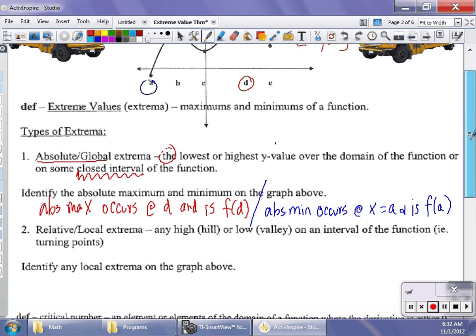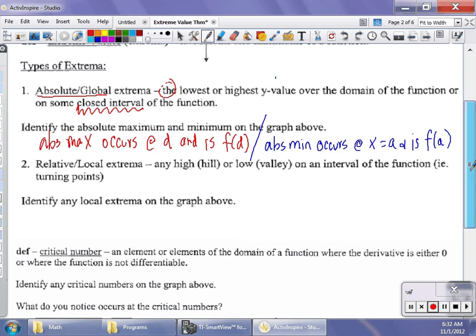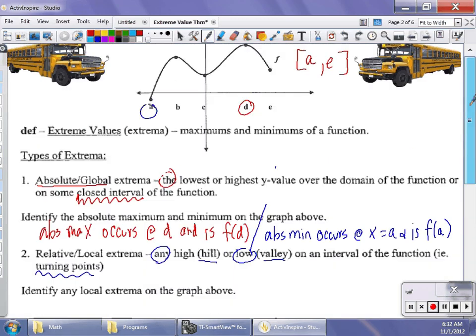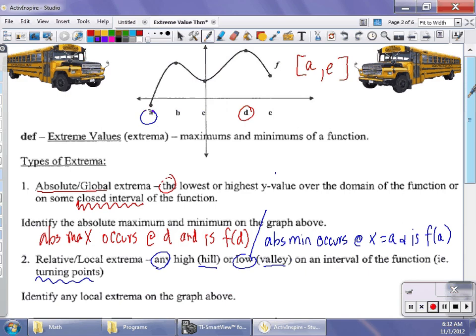All right, so the other type of extrema that we can consider are relative or local extrema. So instead of looking at the entire graph and finding the highest y value of all or the lowest y value, now we're looking kind of like in little neighborhoods, relative, local. So we're looking for any high, a hill, or any low, a valley. So basically we're talking here turning points, and that's what you see right here. So if we wanted to identify local extrema on the graph above, well, if you look for the turning points, we kind of did this in the warm-up.